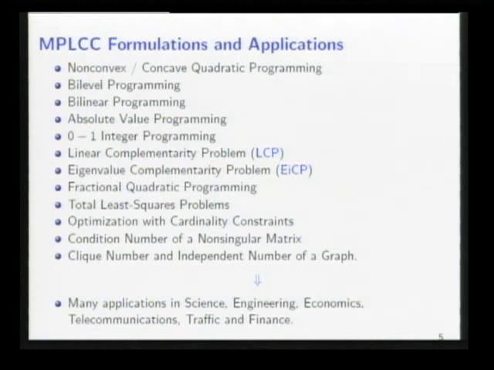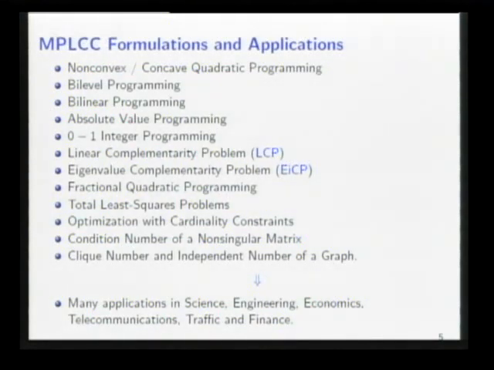And all these problems are very important. Non-convex quadratic programming, bi-level programming is a very important problem nowadays. Bilinear programming, absolute value, 0-1 integer programming, is not so important to transform, but you can do it. This famous linear complementarity problem, the eigenvalue complementarity problem, that's a problem that's been worked on recently very hard. A fractional quadratic program, which I'm going to show you. The total least squares, I'm not going to show, but you can believe me, this can be transformed into this one. So it's a special case of this problem.